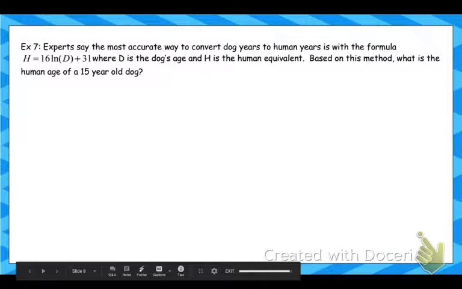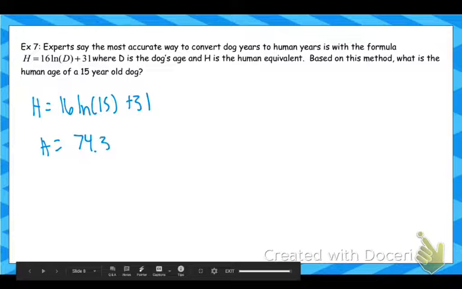So based on this method, we want to determine the human age of a 15-year-old dog. Again, the human age would be 16 times the natural log of 15 plus 31. Just plug it in, and we end up with 74.329 years. So a 15-year-old dog is about a 74-year-old human.